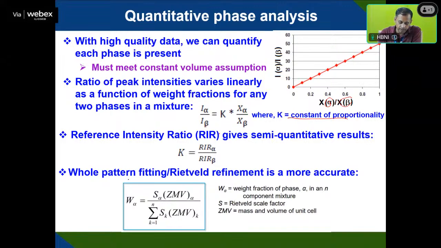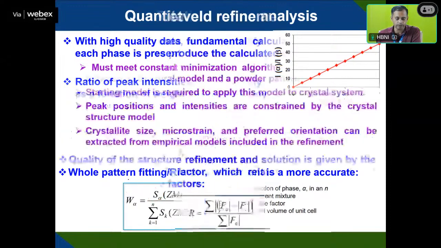If there is a reference standard, with the reference ratio, you compare with that, and you can find out by using whole pattern fitting, by using Rietveld refinement analysis. There, W is the weight fraction of the particular phase, with the Rietveld scale factor, and then you consider ZMV, the mass and volume of the unit cell of alpha, and that of the total. So you will be able to find out quantitatively whether a particular phase is present or not.